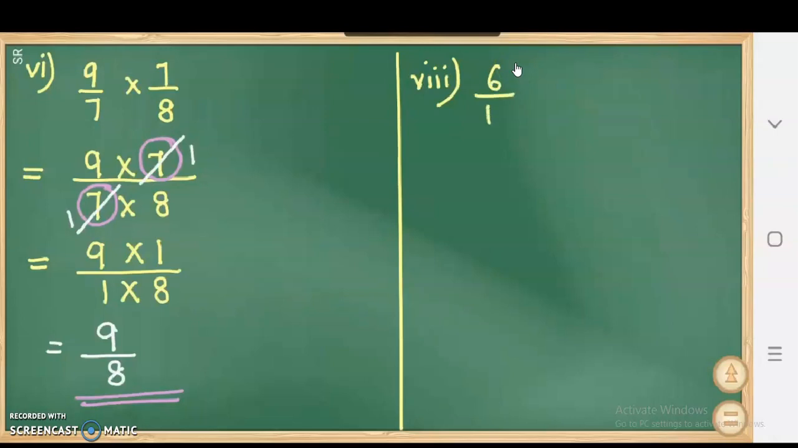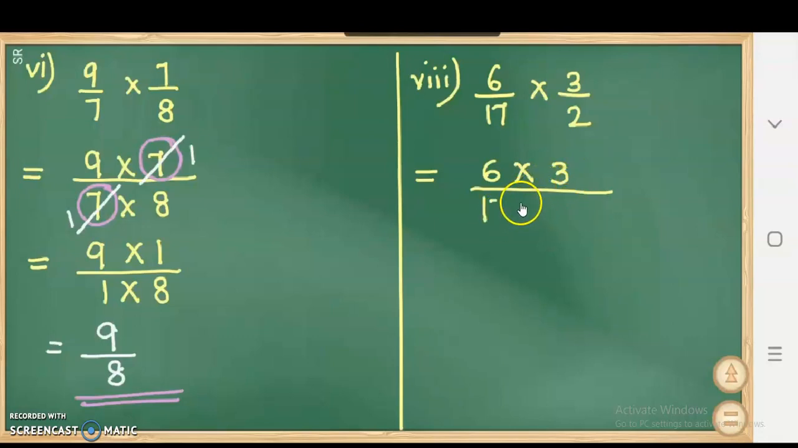Let's go to the eighth example. 6 upon 17 multiplied by 3 upon 2. So let's write a common fraction bar. 6 multiplied by 3, that is numerator into numerator, denominator into denominator, so 17 multiplied by 2.